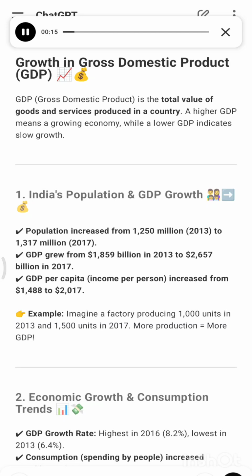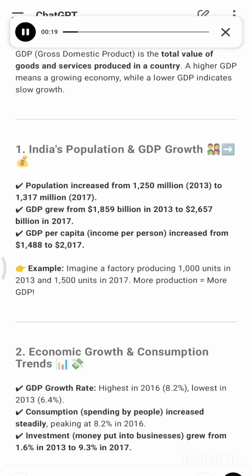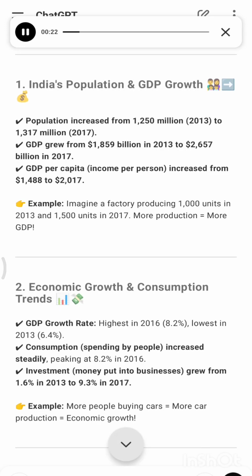1. India's population and GDP growth. Population increased from 1,250 million in 2013 to 1,370 million in 2017. GDP grew from $1,859 billion in 2013 to $2,657 billion in 2017. GDP per capita, income per person, increased from $1,488 to $2,717. Example: imagine a factory producing 1,000 units in 2013 and 1,500 units in 2017. More production equals more GDP.